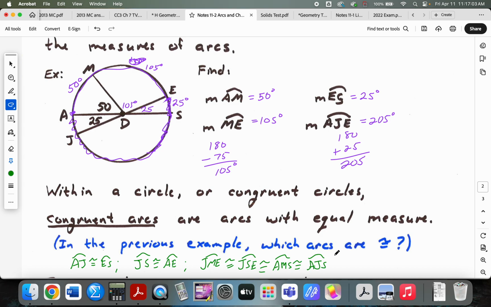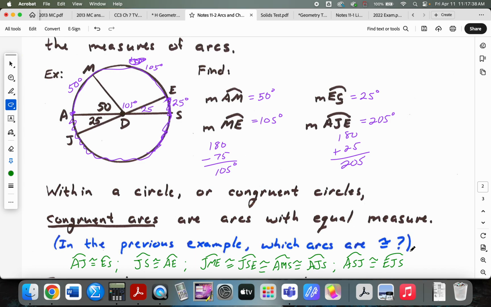And then we could get really, really big. Like, for example, arc ASJ is going to be congruent to arc EJS. Both of those are the entire circle less the 25-degree arc.